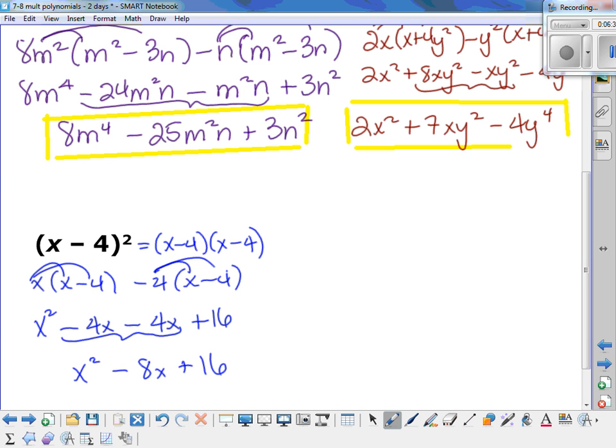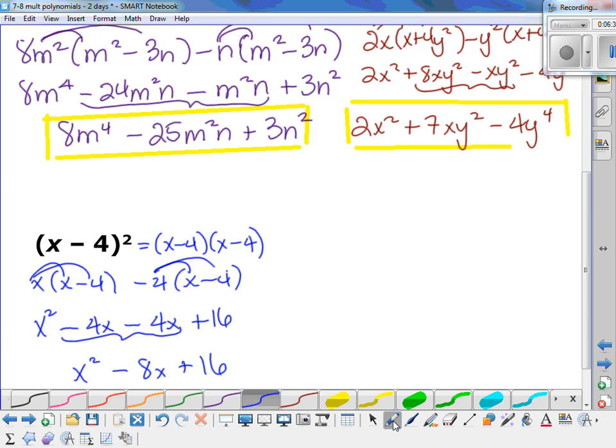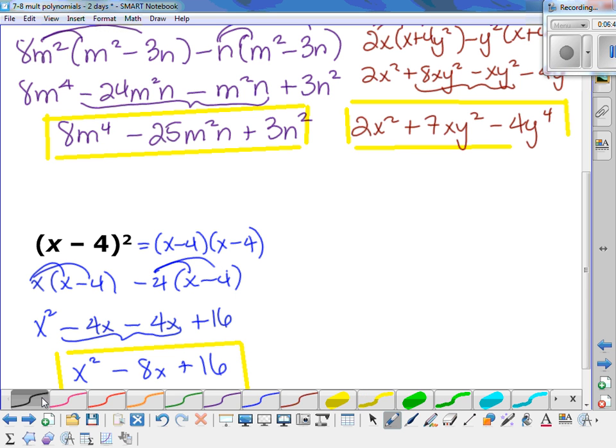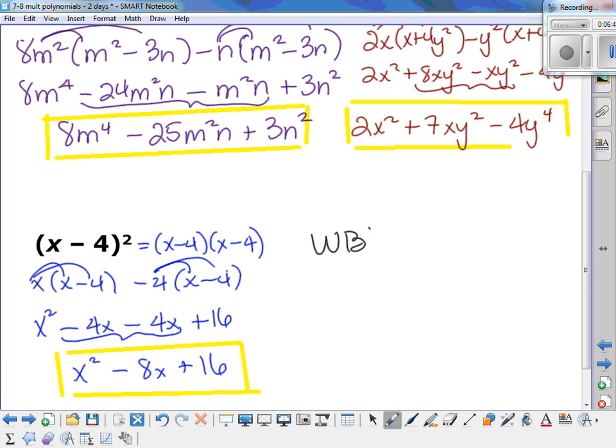So you see how you don't end up with just an x squared and a 4 squared? There's that middle term of minus 8x. So it's important that you guys rewrite it with both binomials and do the distributive property. So on your whiteboards, let's have you guys do this one.